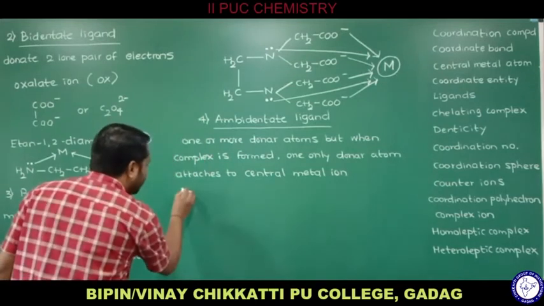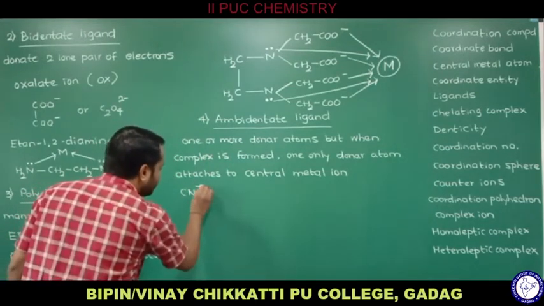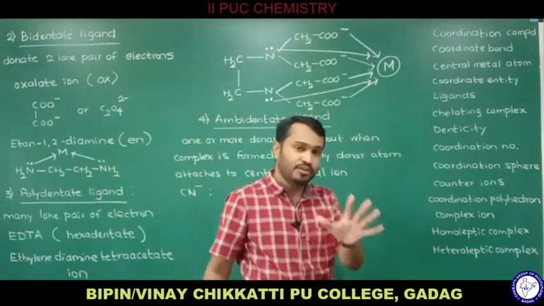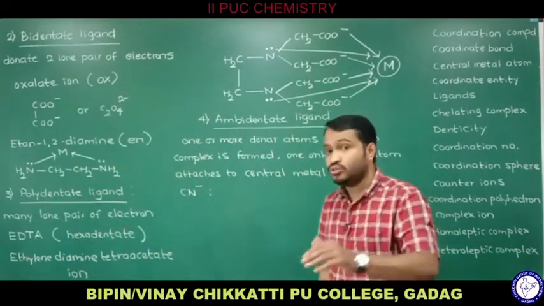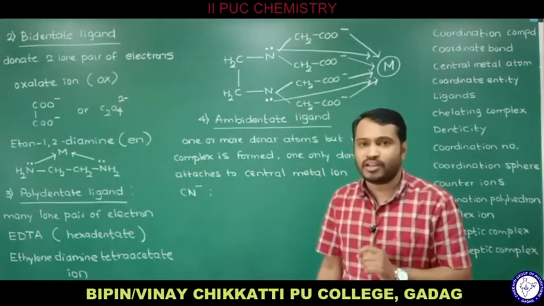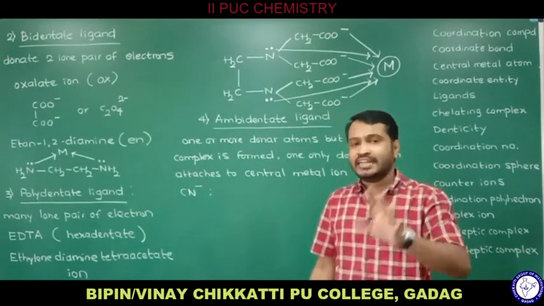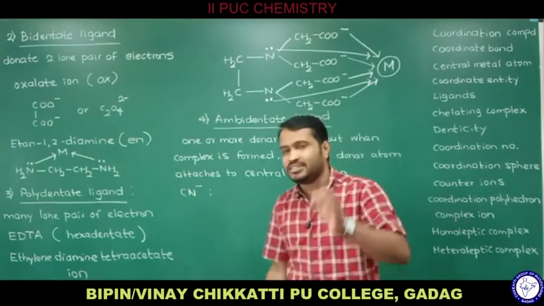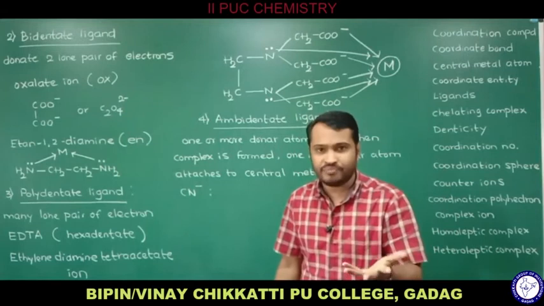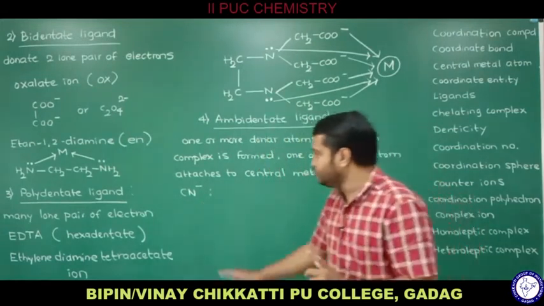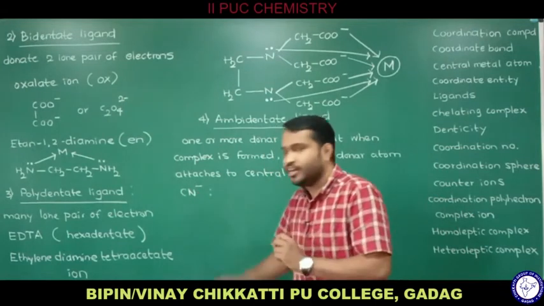So the first example I am going to consider here is CN minus. Actually, we know CN minus belongs to monodentate ligand. Why? Because it donates one lone pair of electrons. In particular, a negatively charged ligand, why? Because the charge is negative. So CN minus is the best example for ambidentate ligand. So why? We have CN minus, we have two atoms, one is carbon and one is nitrogen.